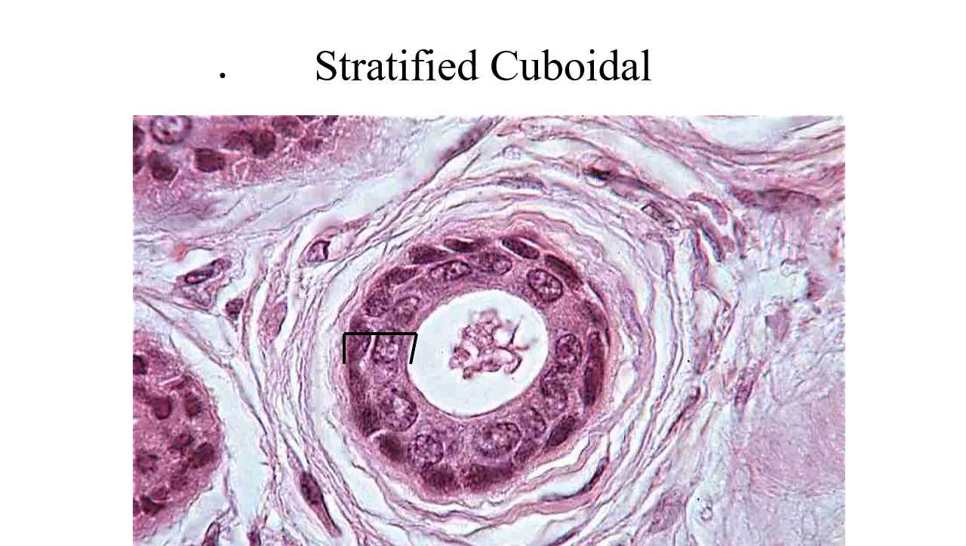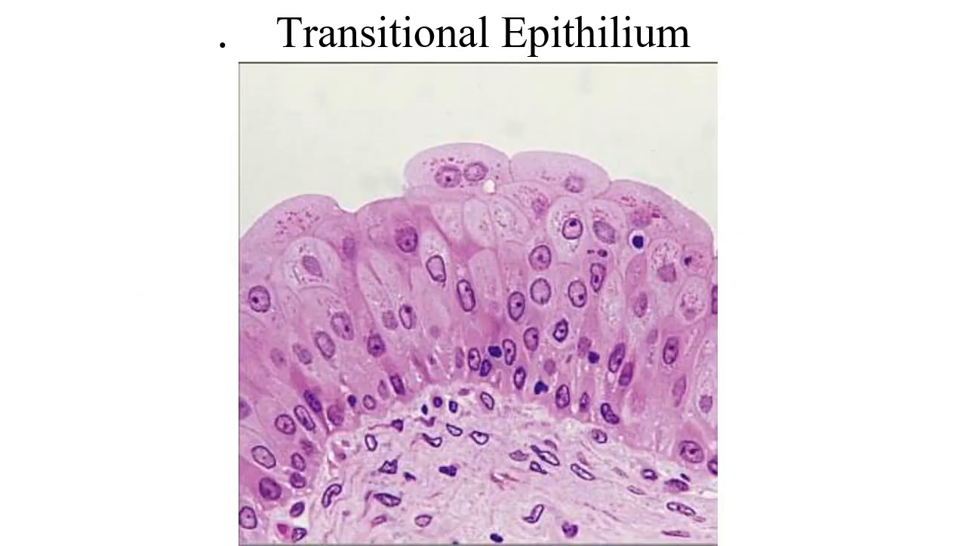Stratified cuboidal epithelium, we have now 2 cell layers. So 1 cell layer here, and the line that I drew there is basically the dividing line between the first layer of cells and the second layer of cells. And so stratified cuboidal is relatively rare within the body. We don't always find it, and even when we think we should be able to find it potentially, it's not always there in some of the glandular ducts that we would normally expect to find it.